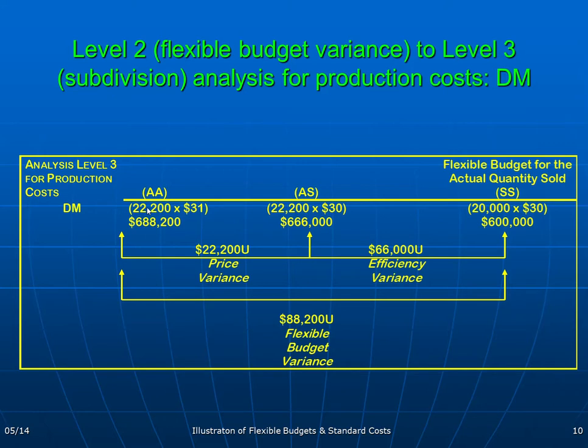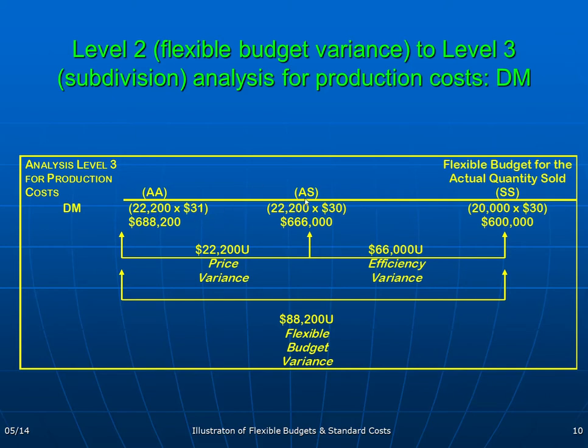All right, so we come over here to our first column, actual quantity of input times actual price. We actually purchased and used 22,200 pounds of direct material to make the 10,000 units that we made. We actually paid $31 per pound for a total of $688,200. To calculate a price variance, what do we need to do? We've got two variables here. We need to hold one of them constant, which is going to be quantity, and allow the price to change.